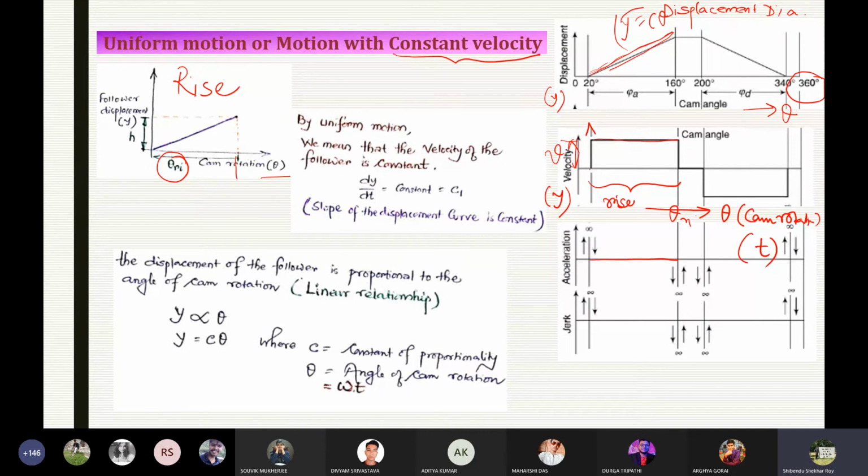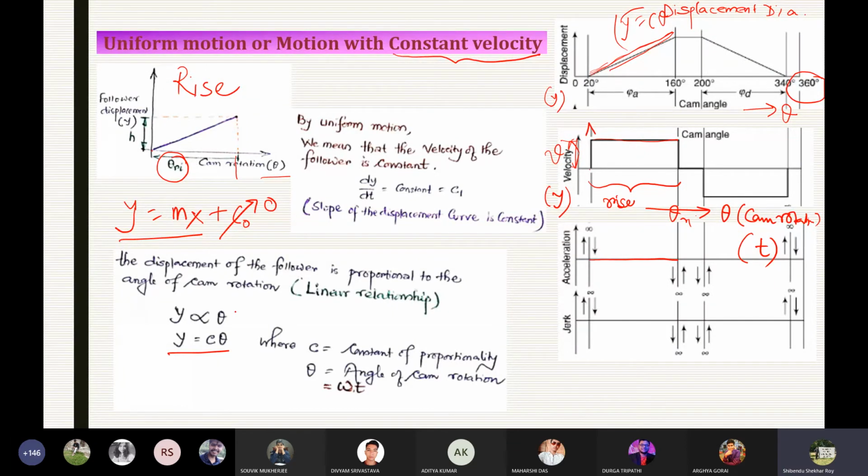In this case, as I have shown previously, the intercept is 0. So in y equals mx plus c, with intercept equal to 0, y equals mx. Here x is theta, so y equals c theta. C is the constant of proportionality, but physically it is the slope.